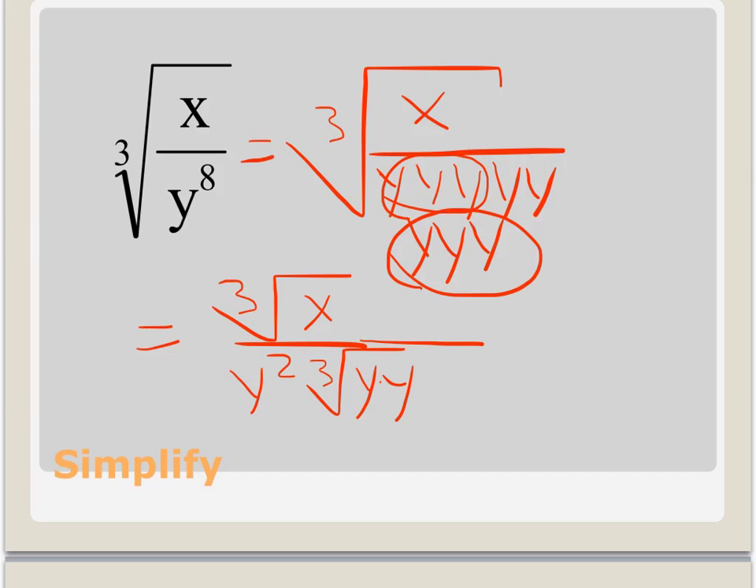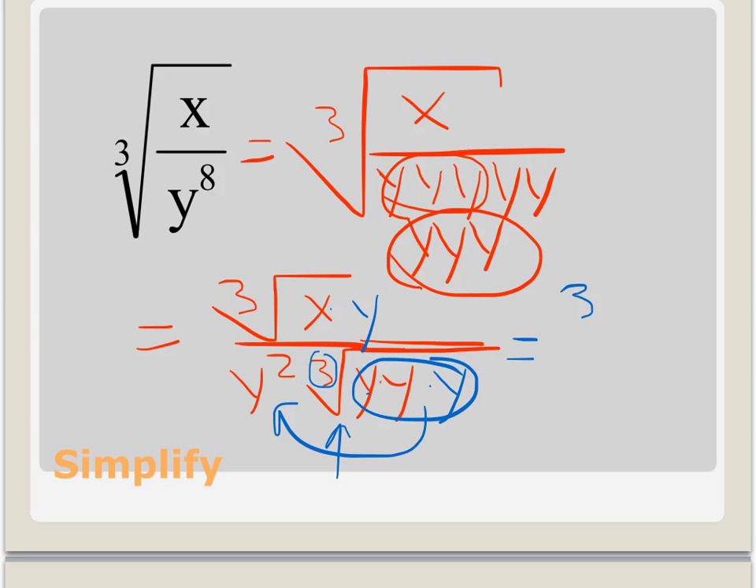And remember, we cannot have square roots in the denominator, any kind of roots in the denominator. So in order to eliminate this root, I need 3 y's and I only have 2, so I need 1 more. Now I have a set of 3 that can move to the outside. So I have the 3rd root of xy all over y cubed, because remember I already have a y squared here.